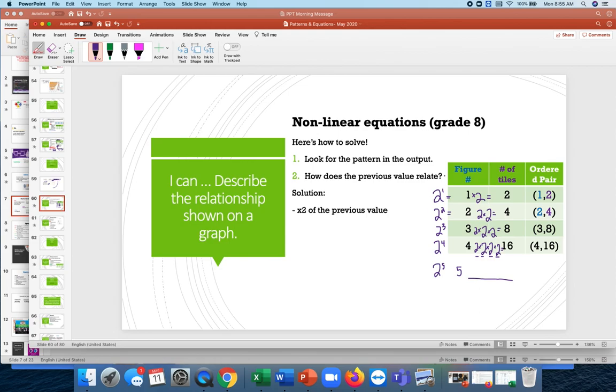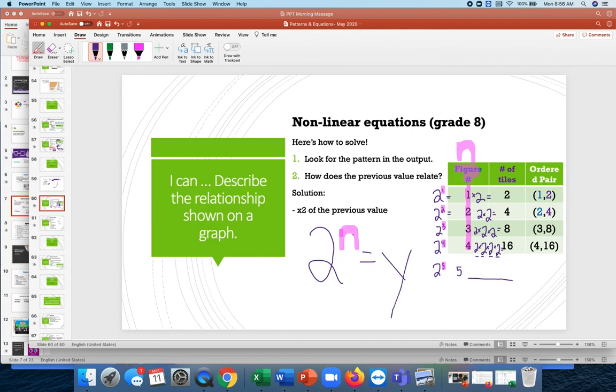So the expression for this, math geniuses, is, what are we noticing? Figure number. I'm going to call this maybe n. Where do we notice that our n is? Well, boom, right here. So we know we have to have an n in our expression. So the n I'm going to put here. And then this is your expression: 2 to the power of n equals y.